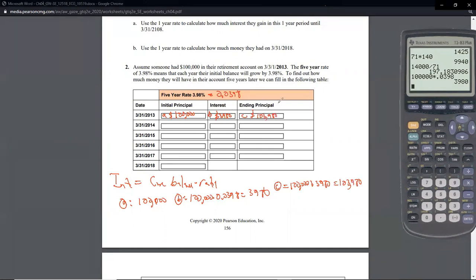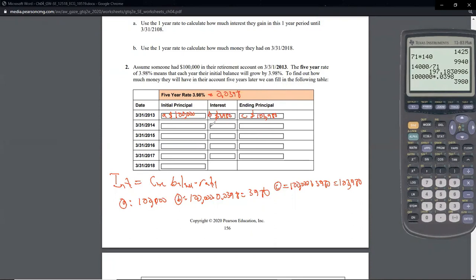$103,980. That's this entire concept. So now, from March 31st, 2013, or April 1st, whenever the money hits your account, until March 31st, 2014, this is how much money you have in your account. So the initial principal here is the same as the ending principal here.